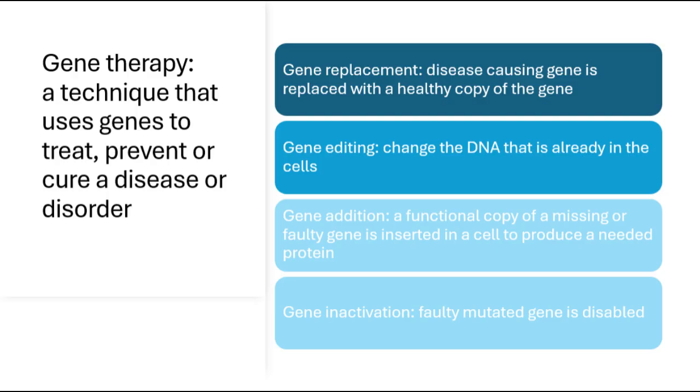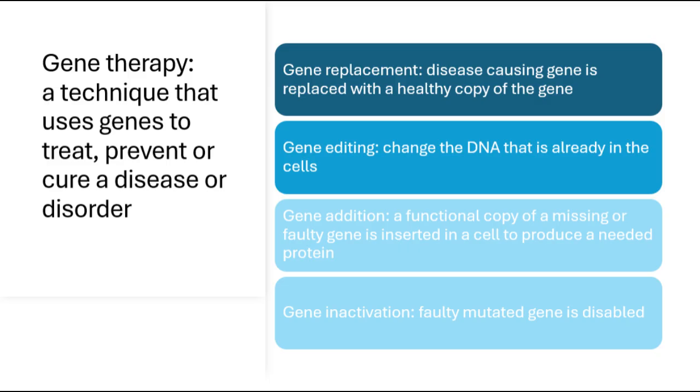It all started in 1990 for treatment of a 4-year-old girl with adenosine deaminase deficiency, or ADA. So, scientists used a disabled virus to deliver a working copy of the ADA gene into her own blood cells. This was temporarily successful, and it is regarded as the start of gene therapy. Since then, gene therapy has exploded into a revolution of medicine.